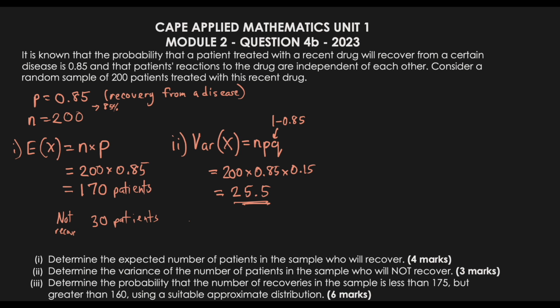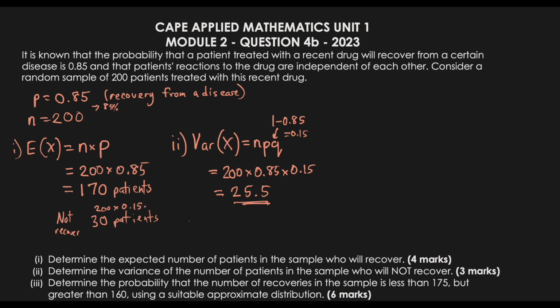Now, remember, to get these 30 patients, I literally had to multiply 200 times 0.15, because this here would be not recovering. Remember, we said that this not part, the not recovering, would be 0.15, which is what Q is equal to. So 200 times 0.15 would give us that value, and 200 times 0.15 is 30.